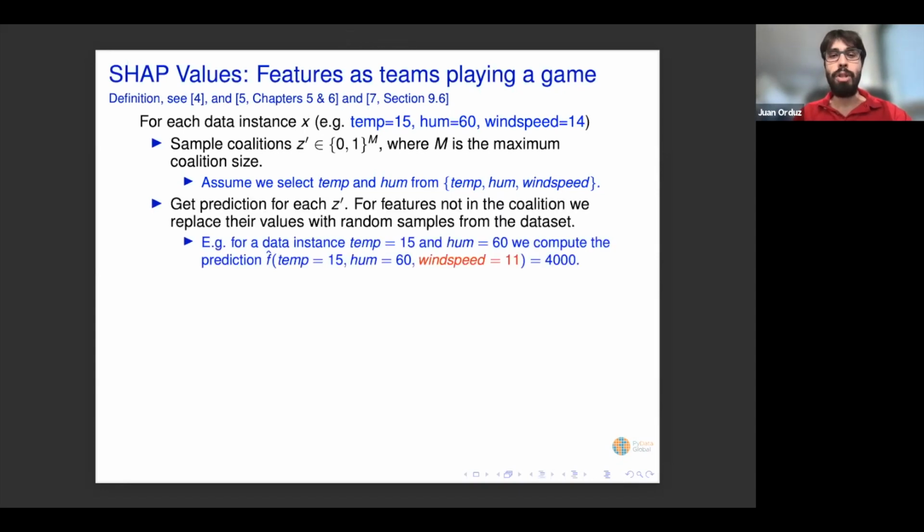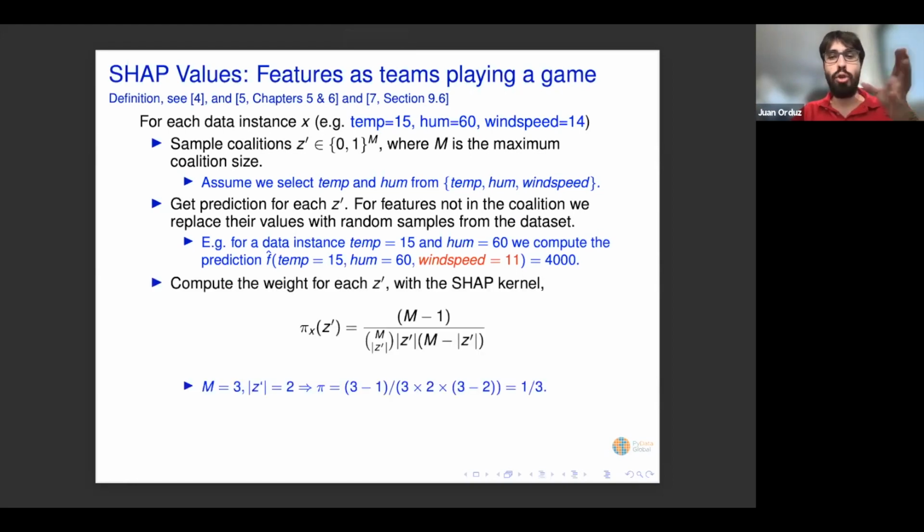Then I want to generate predictions with a fitted model. This is what I call set prime. And in order to generate predictions, I use my fitted model with those values, but with the features which are not part of the coalition, I just randomly change the value. So wind speed, I'll change that to 11. And let us assume that the prediction from this model is 4,000.